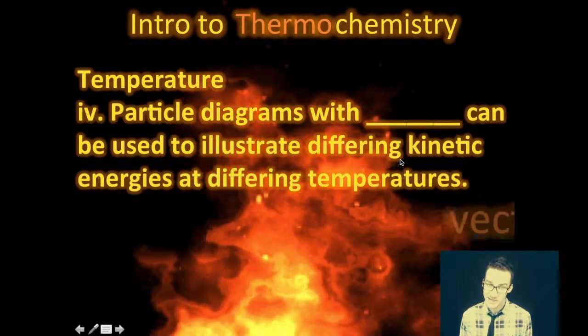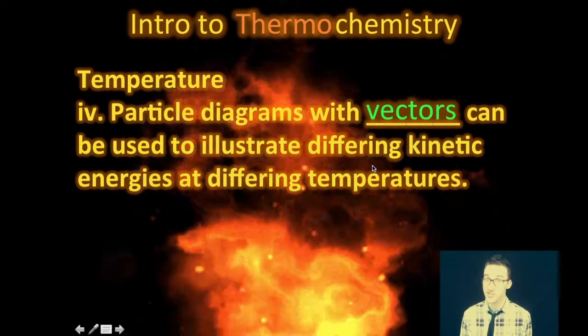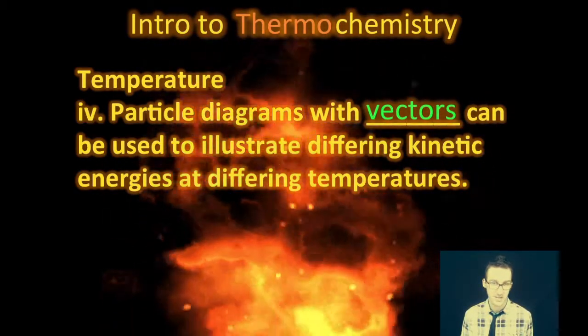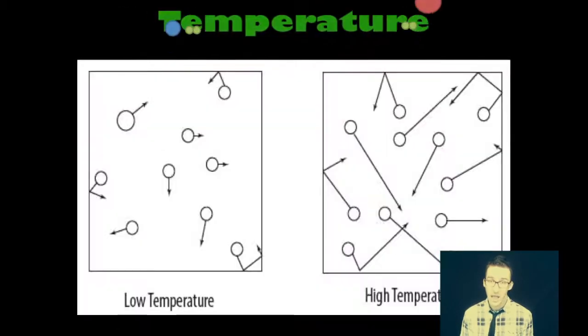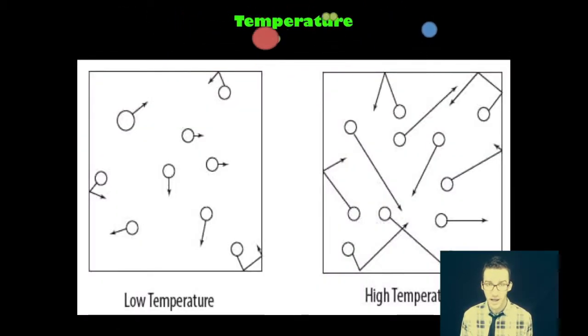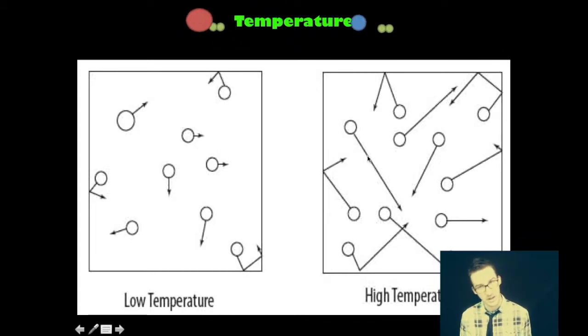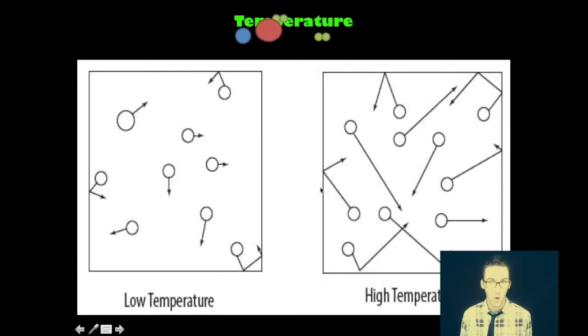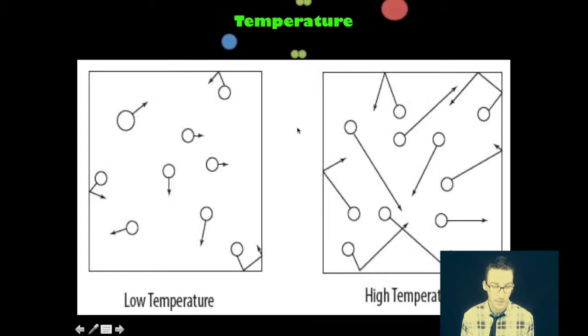The fourth thing to keep in mind is that we're going to use particle diagrams with vectors. Vectors can be used to illustrate the different kinetic energies at different temperatures. As you take a look at the image on your screen, on your left, you've got a low temperature substance, gas probably, and check out those vectors. Not a huge amount of kinetic energy, but check it on the right. High temperature substance, whoa vectors, whoa. Really a lot of kinetic energy there, really high temperature, insane. Be familiar with interpreting these diagrams and using the vectors to explain how much kinetic energy the given sample has.